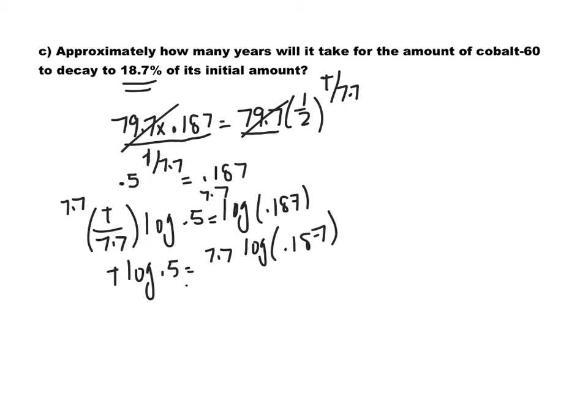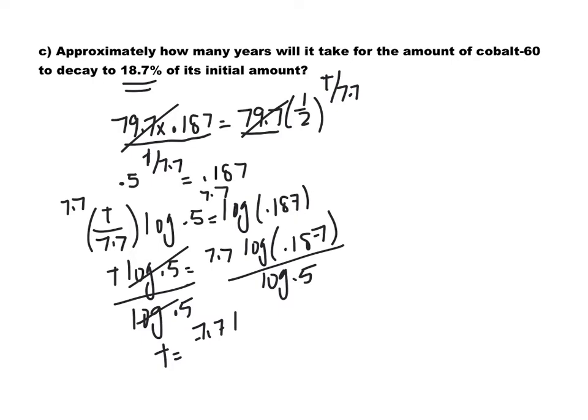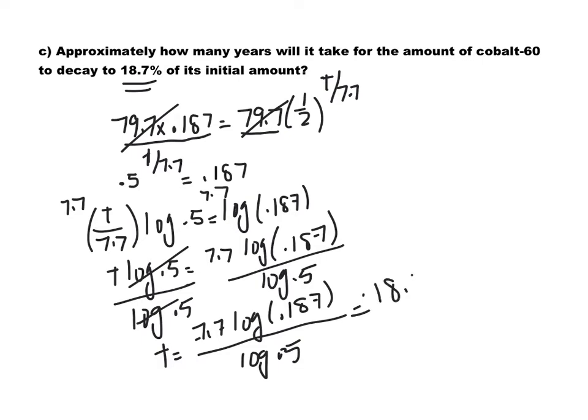Now I'm going to divide both sides by log 0.5. So T is equal to 7.7 times log of 0.187 divided by log of 0.5, which is approximately 18.6 years. So this means that it will take about 18.6 years for cobalt-60 to decay to 18.7% of its initial amount.